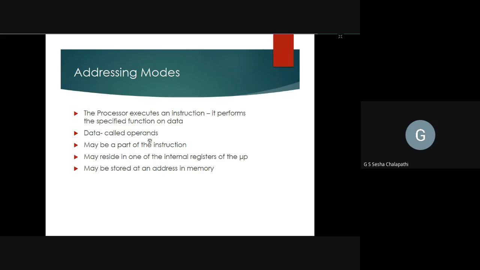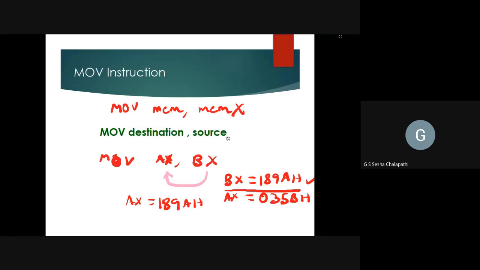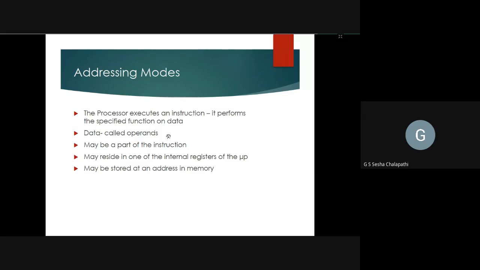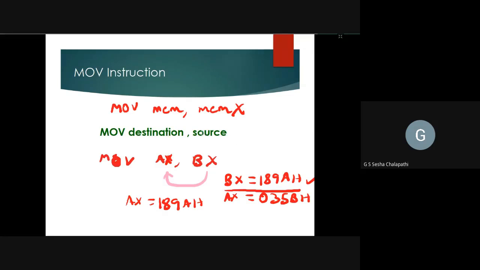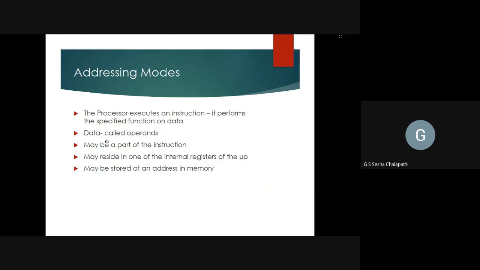The operand also refers to the destination or the source. So basically the destination and the source are called the operands. The instruction operates on the source and puts it in the destination, so both source and destination are called operands. Now, the operand may be part of the instruction, that means it is present inside the instruction only, or it may be a register of the microprocessor, or it may be stored at an address location in the memory.